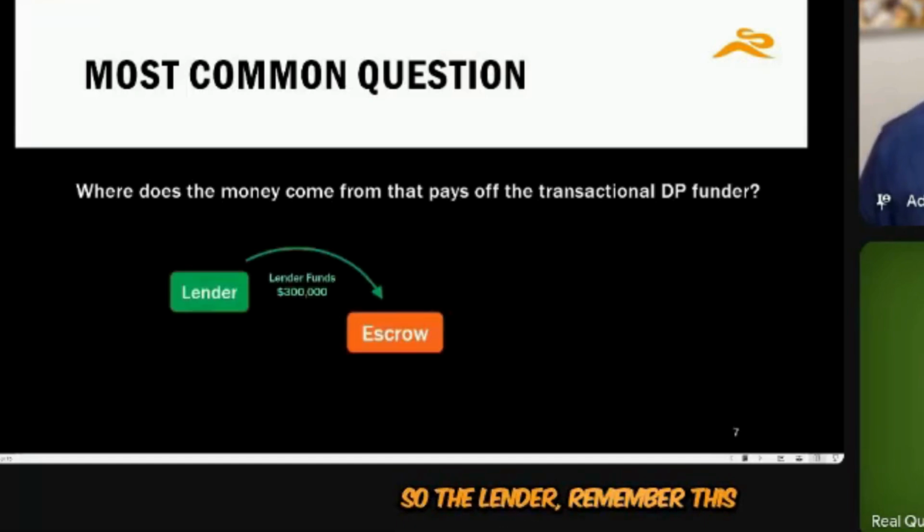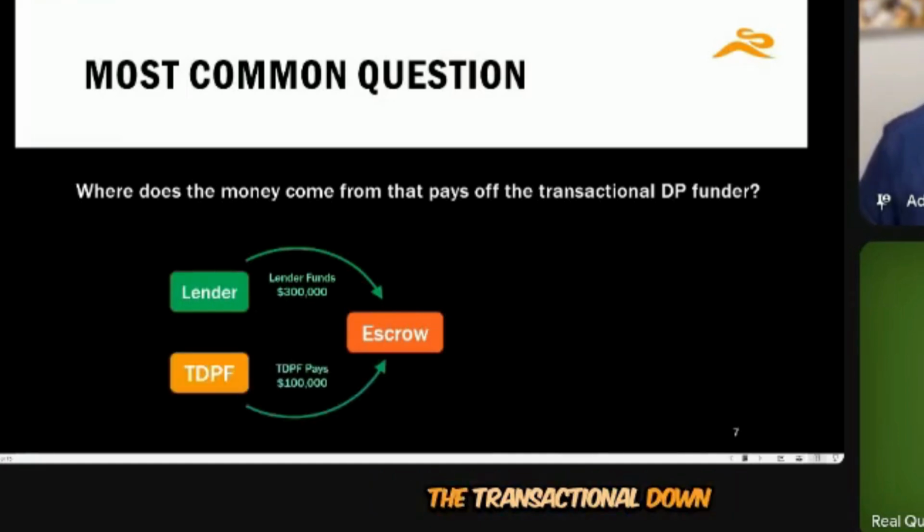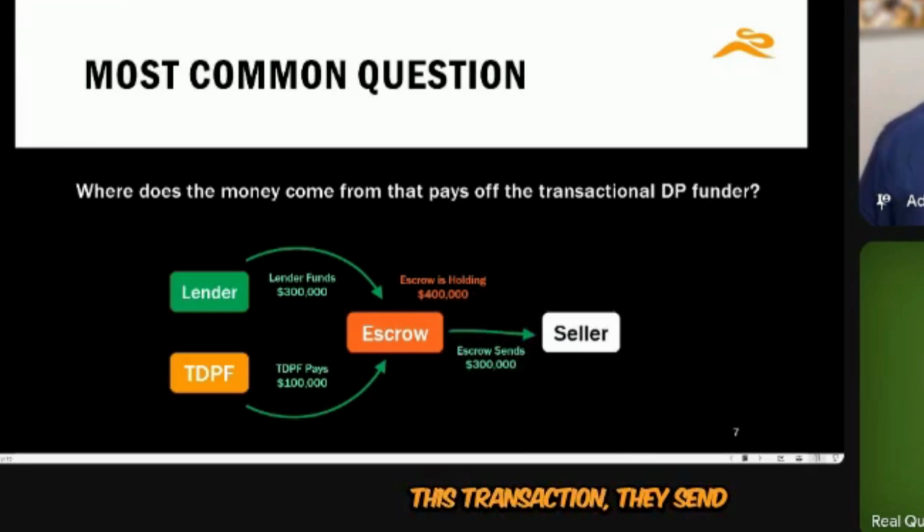So the lender, remember this DSCR lender, they put $300,000 into an escrow account. The transactional down payment funder put $100,000 into an escrow account. So now this escrow account has 400 grand in it, right? When title then records and closes this transaction, they send $300,000 to the seller.